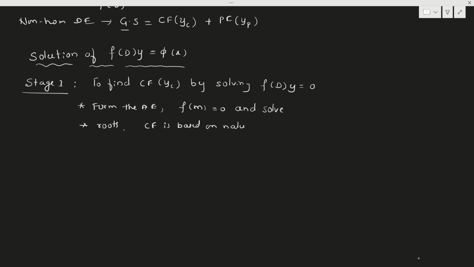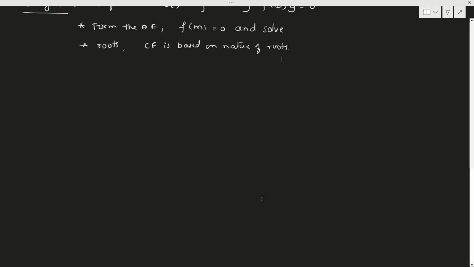What is the nature of roots? Just recall, in the previous classes I have discussed these. Depending upon the nature of roots, there are three types we have discussed. Suppose you get the roots m1 and m2, which are real and distinct.